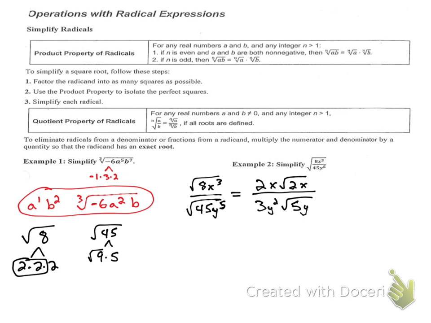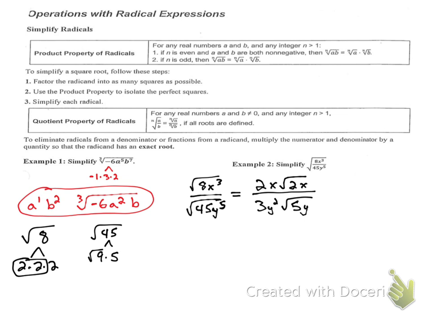We've been over this a little bit. You cannot have a radical in your denominator. It's against our math rules. You can't have a radical in the denominator, because we'll get into rational exponents in a little bit. The square root of 5y is the same thing as 5y to the 1/2 power. You can't have a fraction as your exponent in the denominator.